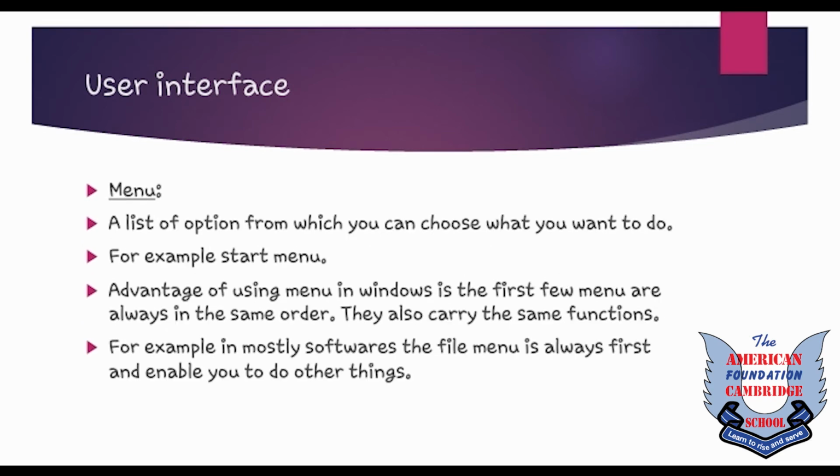The next is menu. Menu is a list of options from which you can choose what you want to do. For example, the start menu. You can see in the start menu, when you click on it, a lot of options appear, and you can choose according to the program that you want to open.